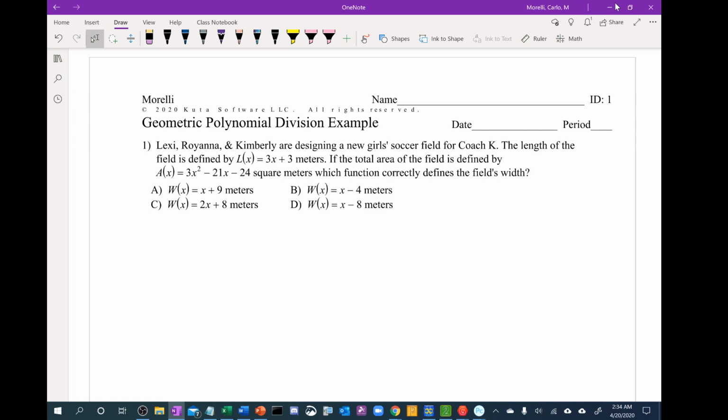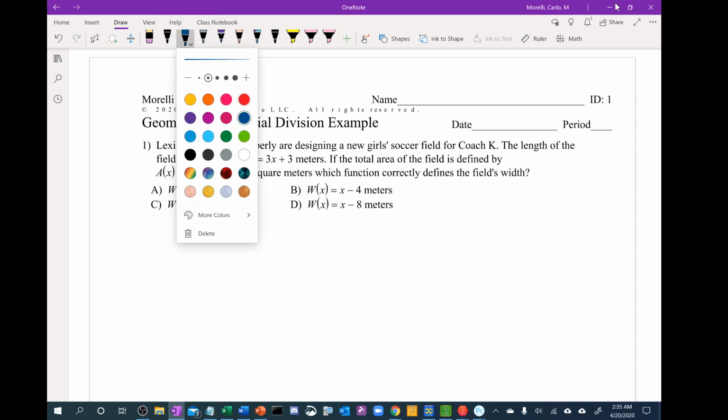Lexi, Royana, and Kimberly are designing a new girls' soccer field for Coach K. The length of the field is defined by this function, L of x equals 3x plus 3 meters. If the total area of the field is defined by A of x equals 3x squared minus 21x minus 24 square meters, which function correctly defines the field's width? Okay, lots of stuff coming at us. It's actually just a polynomial division problem in disguise. So there's one key thing we have to identify first.